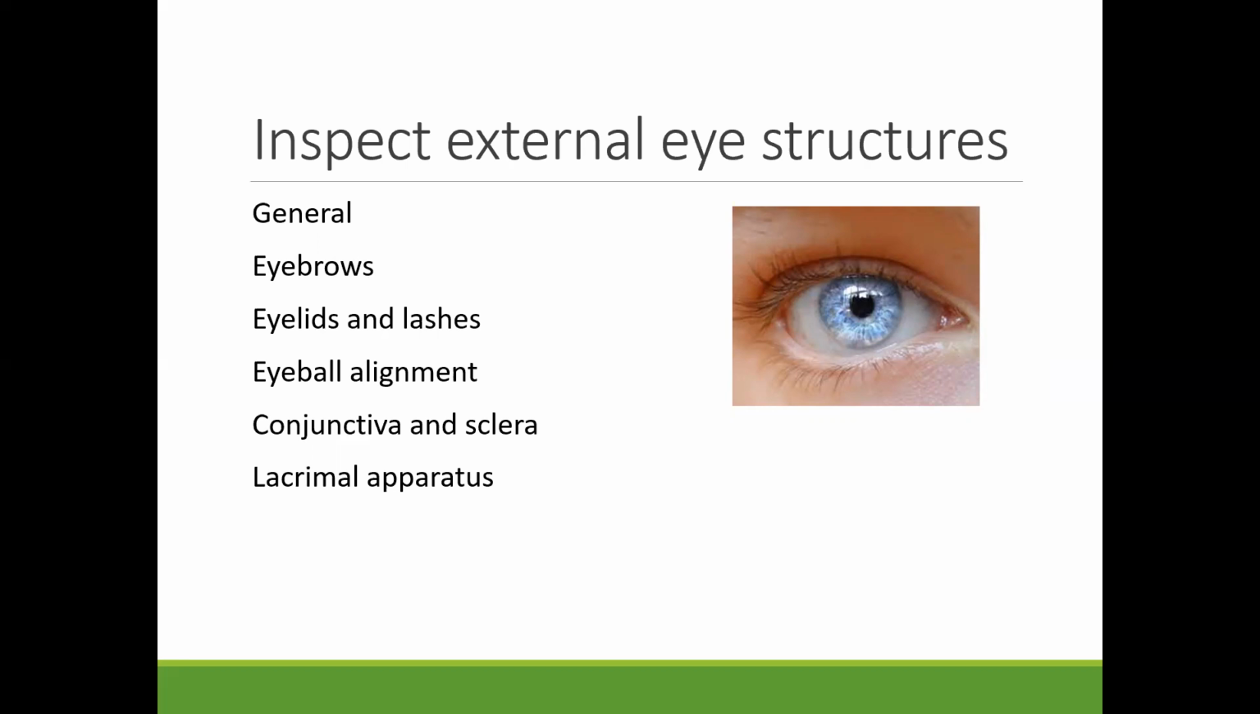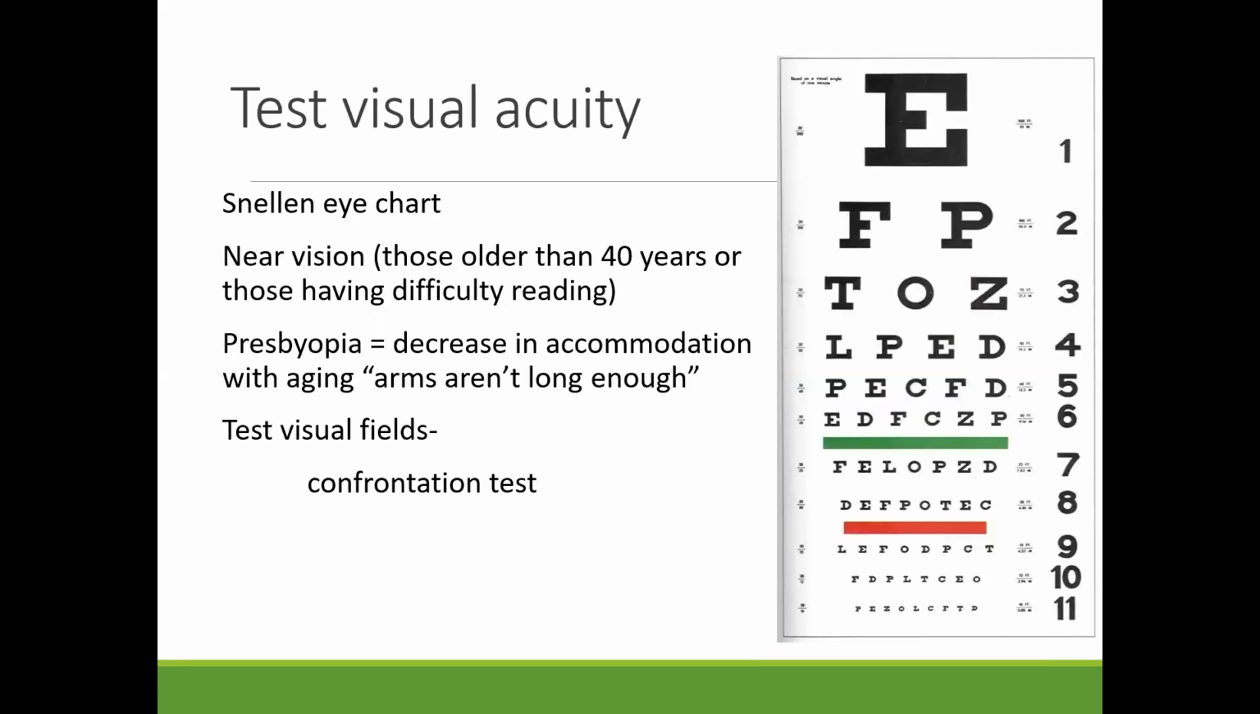The lacrimal duct, when we give eye drops, we want to place the eye drop in the conjunctival sac, but we want to hold the lacrimal duct so it doesn't drain down into the throat. Snellen chart, if you have someone that can't read letters, like a smaller child, there are also pictures. Near vision, I always joke, for the longest time I didn't need glasses. Now I need glasses because I can't read anything. I always say my arms are shorter, so I have to hold it further away. Presbyopia is a decrease in accommodation, so that's arms aren't long enough.